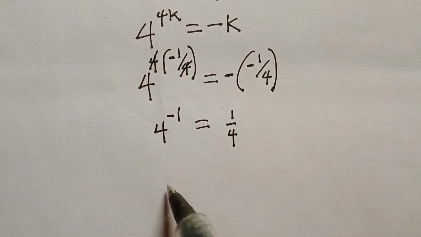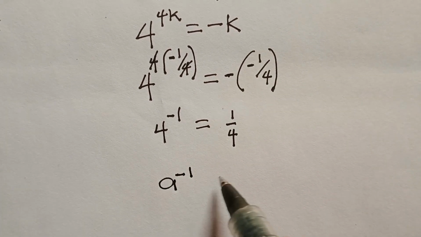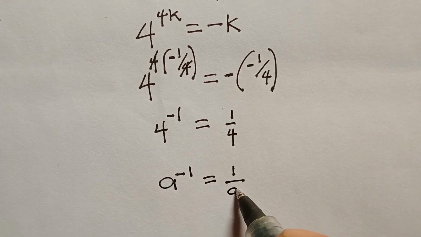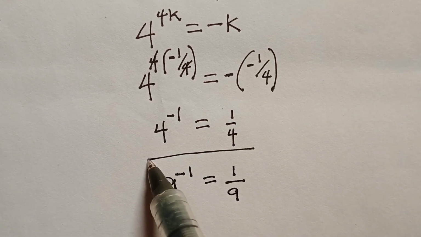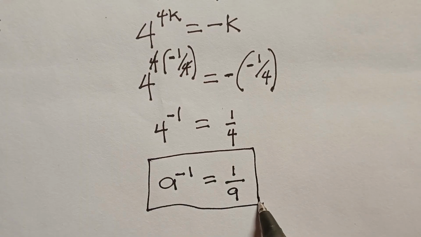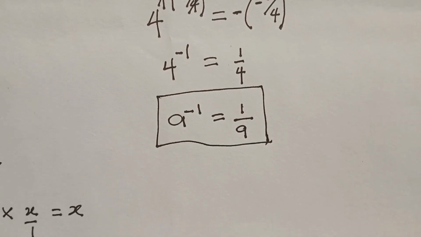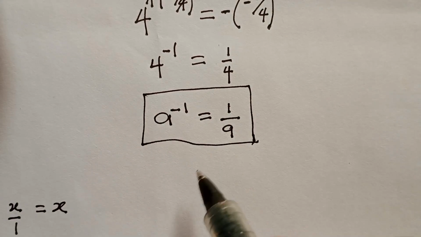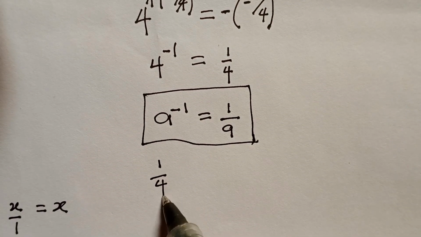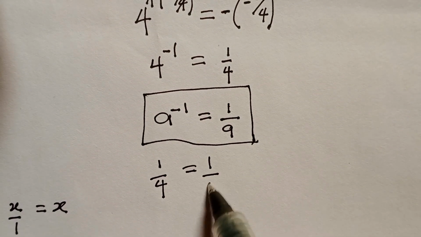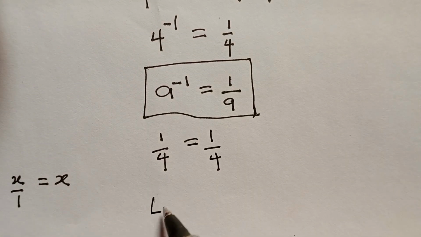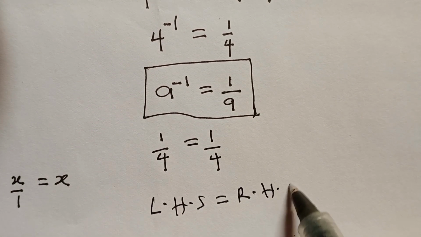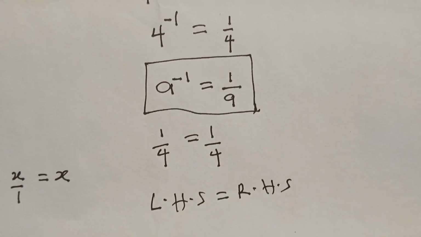Now if you have a raised to power minus 1 in indices, this is telling you that you have 1 over a, according to the rule of indices. So this shows that 4 raised to power minus 1 will now give us 1 over 4, which is equal to what? 1 over 4. That is, our left hand side is equal to our right hand side.